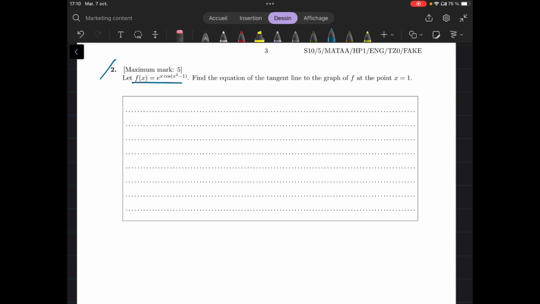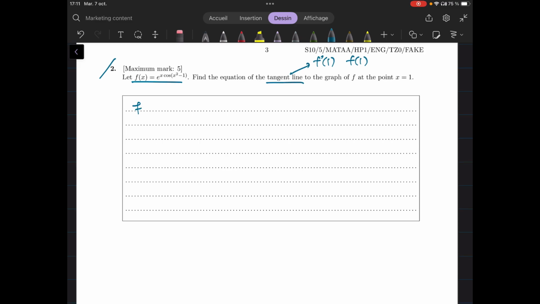In question 2, you're given a function and you're asked to find the equation of a tangent line. This is a very traditional, classic, predictable question. Tangent line to the curve at x equals 1. Tangent line means you need to find f prime at 1 and f at 1.